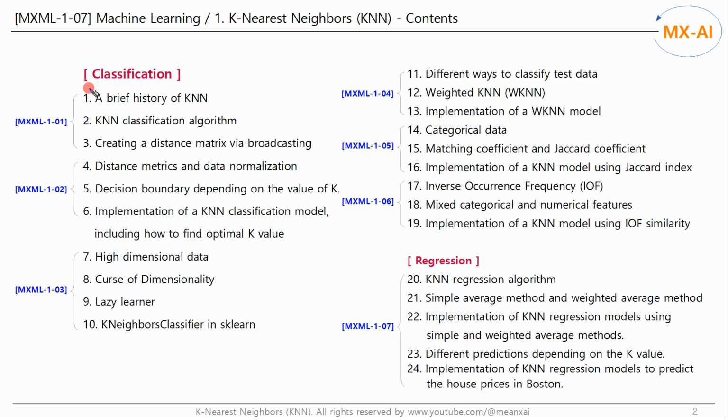In the last 6 videos, we looked at the KNN classification algorithm. In this video, we will look at the KNN regression algorithm. Let's look at the KNN regression models using the simple average and weighted average methods, and implement the models in code. And let's see how the regression results change depending on the k-value setting. Finally, let's implement KNN regression models to predict the house prices in Boston.